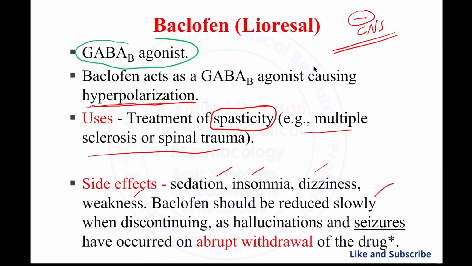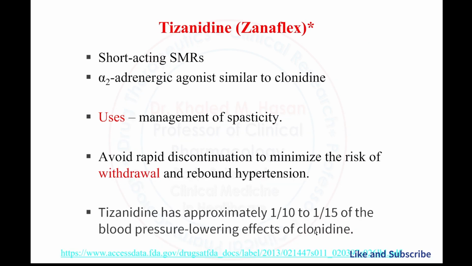Okay, so we're done with the first one, Carisoprodol, Soma. The second one, Baclofen, Lioresal, and the third one, Tizanidine, brand name Zanaflex. Tizanidine is a short-acting skeletal muscle relaxant. It works as an alpha-2 adrenergic agonist. So we now have two agonists. For example, at GABA, Baclofen is an agonist, and Tizanidine is an agonist. Tizanidine is used for management of spasticity in general.